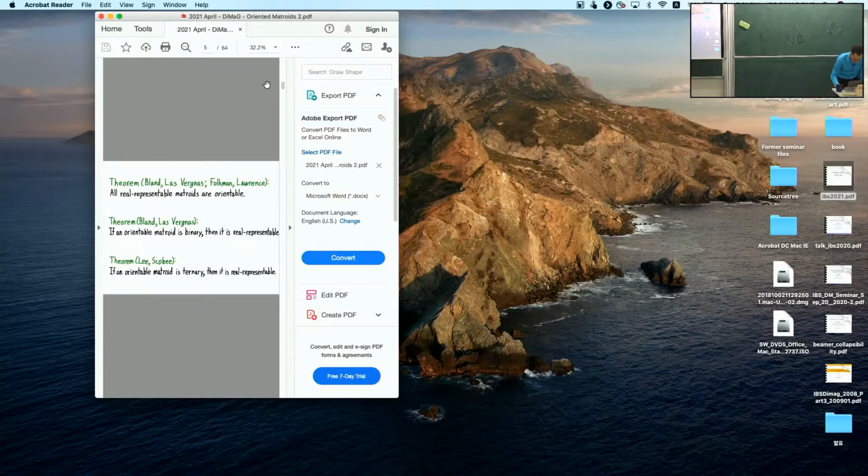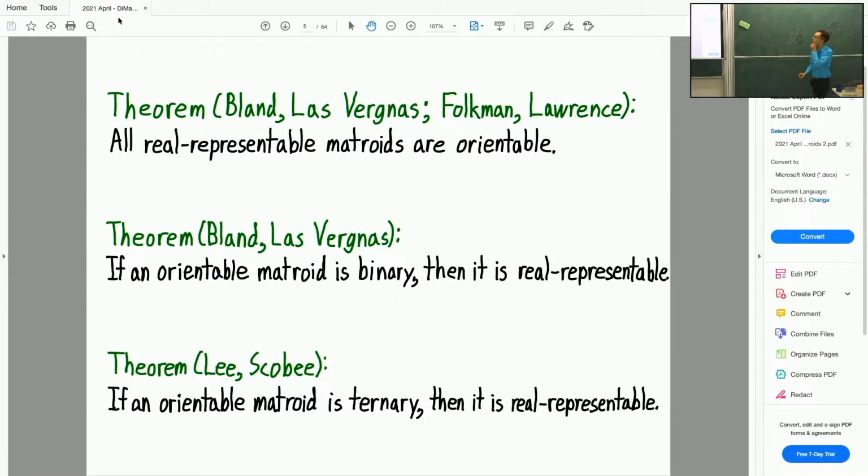So orientable and binary does mean you're real-representable. Orientable and ternary is real-representable. I don't think it's known for quaternary and orientable. This is a problem that is thought about, and I think it's an interesting problem. It's conjectured not to be, for good reasons associated to things like pastures and hyperfields, more generic senses of fields.